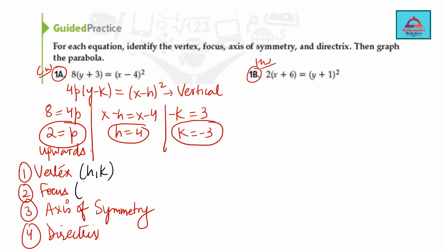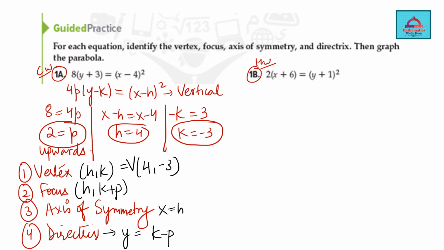So in order to find vertex, the formula sheet is h comma k. In order to find the focus, the formula sheet is h comma k plus p. For axis of symmetry, it is x equal to h. For directrix, it is y equal to k minus p. So first we've written the formula sheet. Now we'll plug in the value.